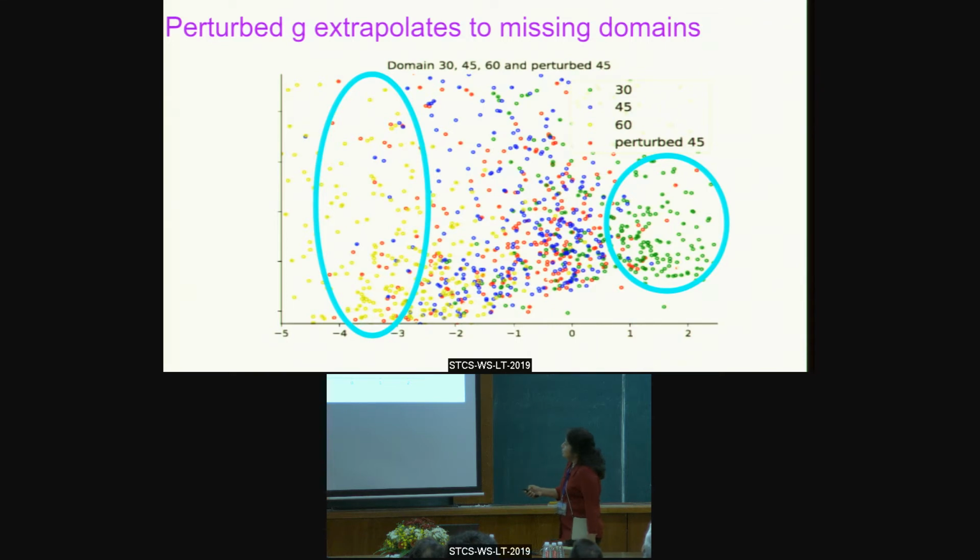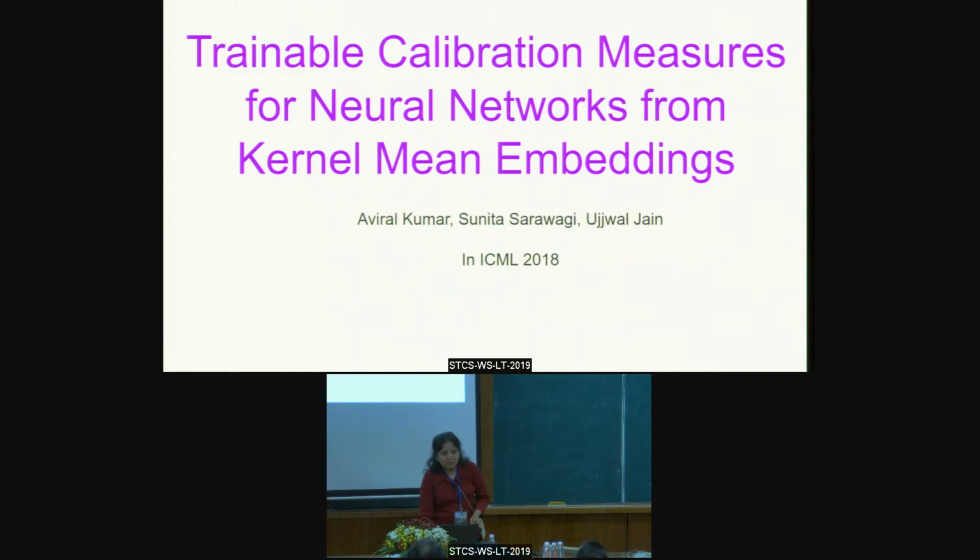If you squint enough, you will find that in this region of 60 and 30, there are more red points than blue points. So after perturbations, the points do try to go across to their neighbors more than the original points. So perturbation does help you inch towards, in case 30 or 60 was missing, maybe compensating for it by going towards that direction. So this is the end of my first talk.